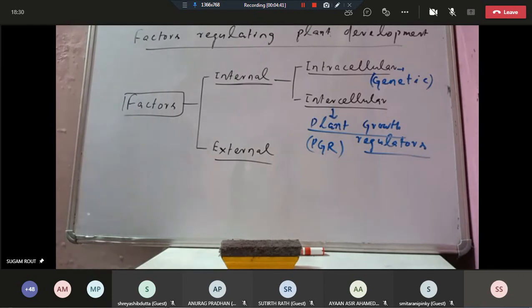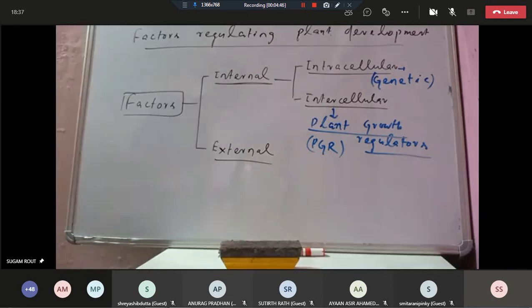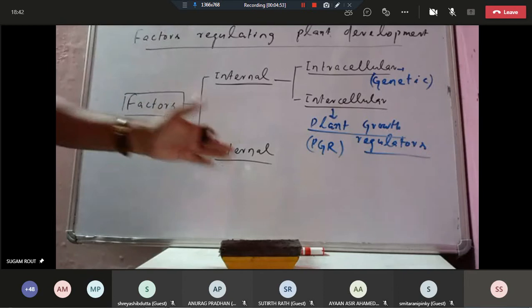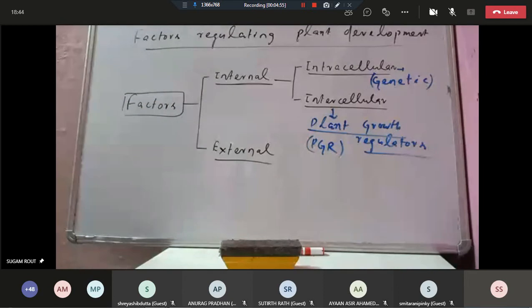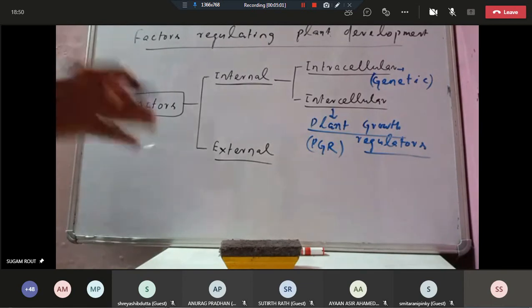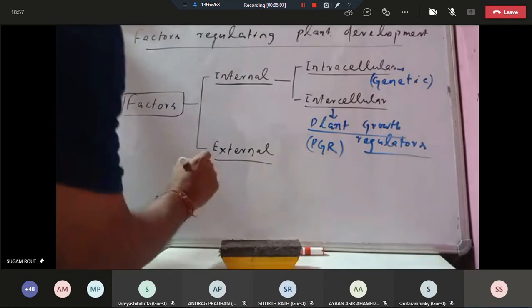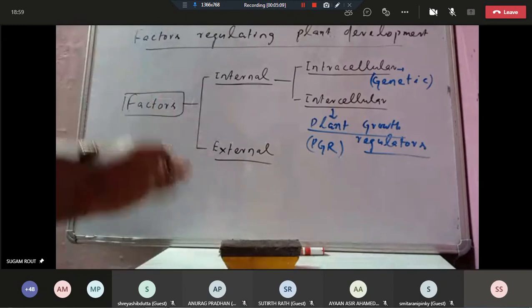And the second, you see, is the external factors, that is environmental factors. Environmental factors are also responsible for different types of growth. I've already told you about that in environmental heterophylly. The structure, development and growth are regulated by external factors, for example light and temperature.